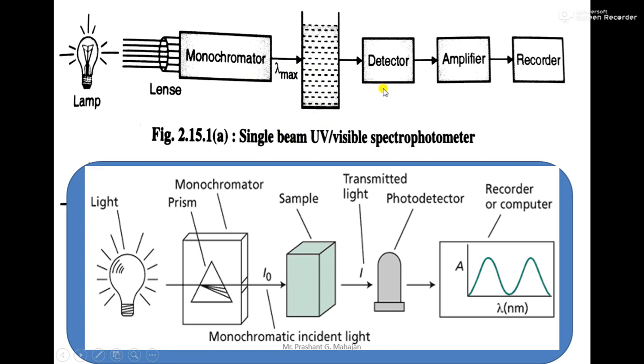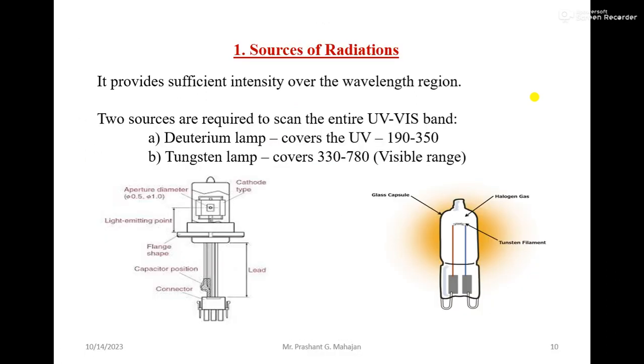Next is the detector. The detector detects how much light is absorbed and how much light is transmitted. The detector converts electromagnetic radiation into electrical signals. Amplifier amplifies the electrical current if required, and the recorder displays the result, that is absorbance or concentration. So we will see the components again.